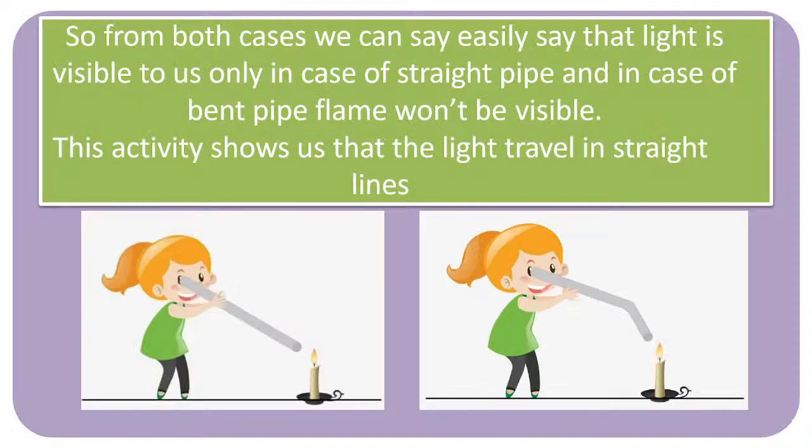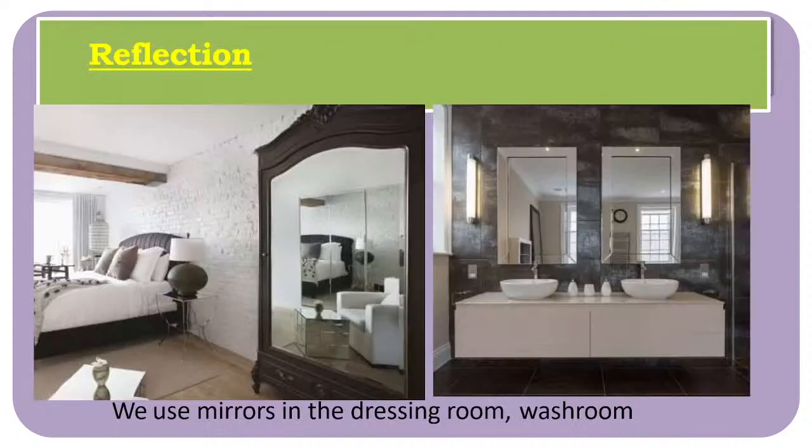What does the light do? Light always travels in a straight line. What is the name of this property? This property is known as rectilinear propagation. This property of light is known as rectilinear propagation of light. Now let us see the next property of light, that is reflection.